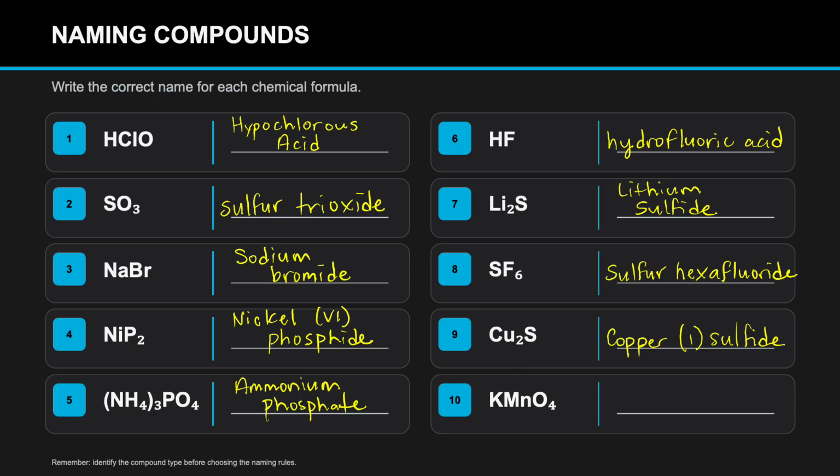So we here have KMnO4. K, or potassium, is a metal. MnO4 is a polyatomic anion. So it has a charge of -1, which is not important because it's not a transition metal. So we have potassium, and MnO4 minus is called permanganate.